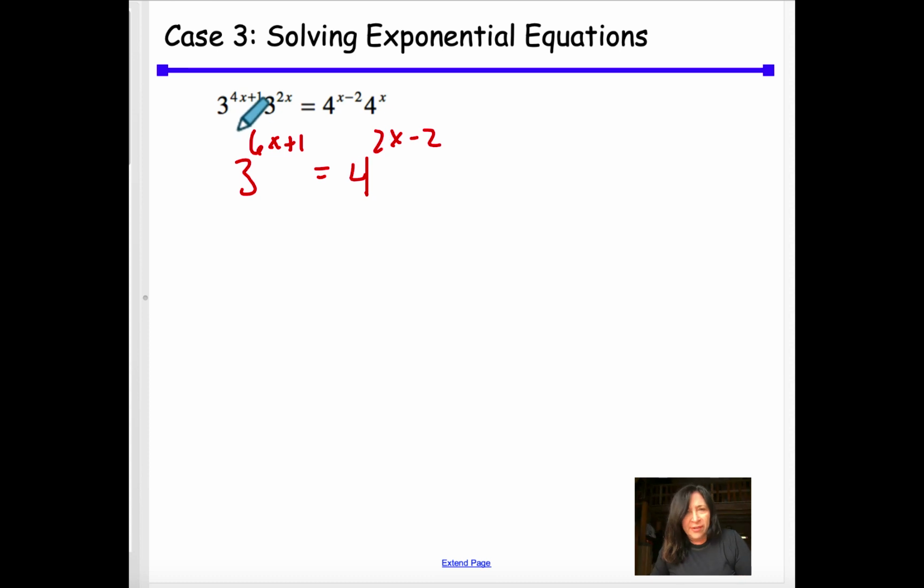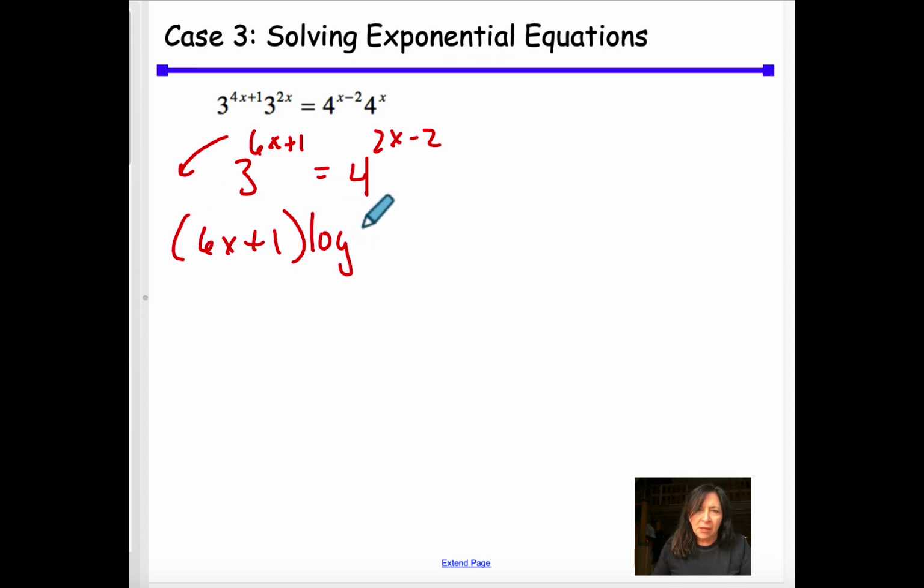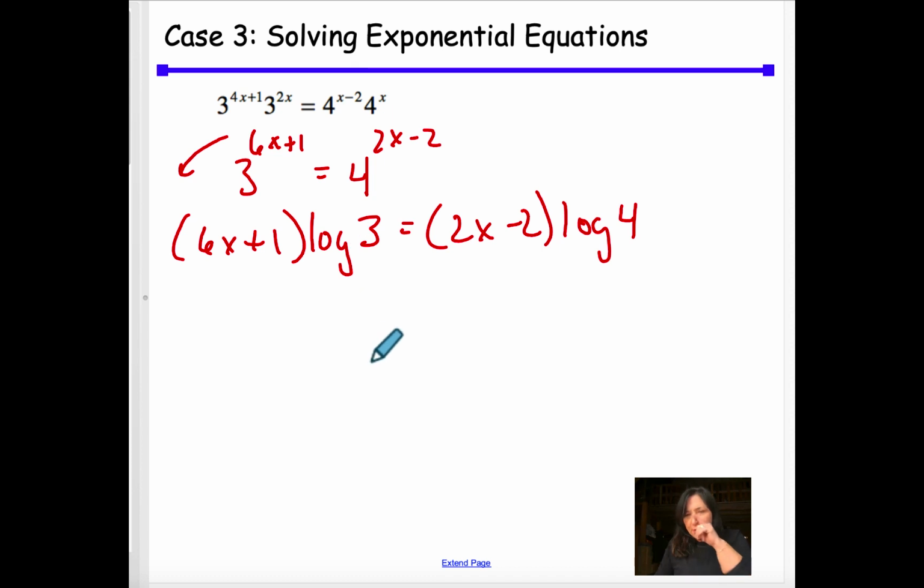So what I need to do is, again, log both sides. But in this case, this is a little bit different than the last one because we have 2 different bases. In the last case, case number 2, when we logged, it ended up being the same. So bringing this out to the front, we get 6x plus 1, and then I'm multiplying that by log base 10 of 3, is equal to 2x minus 2 times log base 10 of 4. I'm going to actually, for this problem, distribute these logs. Now, you do have a choice in doing this. If you distribute the logs, what ends up happening is this.